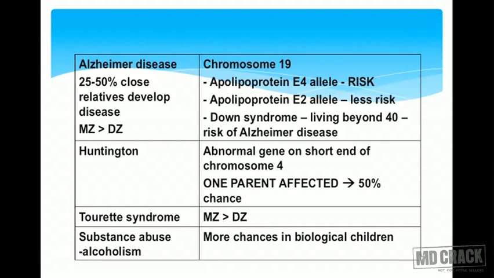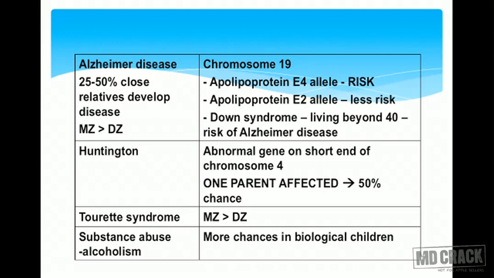Chromosome 19 has been implicated in Alzheimer's disease, and the presence of the apolipoprotein E4 allele poses higher risk. The apolipoprotein E2 allele produces less risk of having Alzheimer's disease. And patients with Down syndrome, if they live beyond the age of 40 years, have a risk of developing Alzheimer's disease.